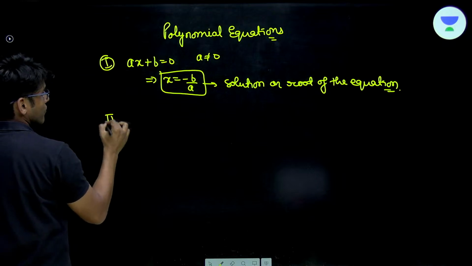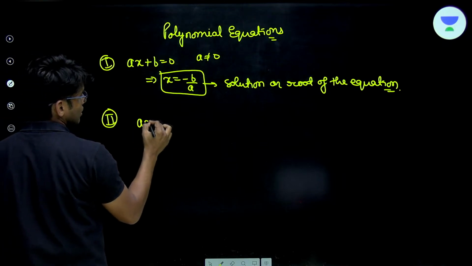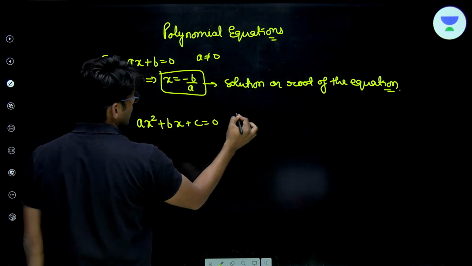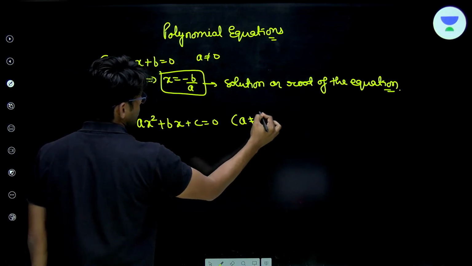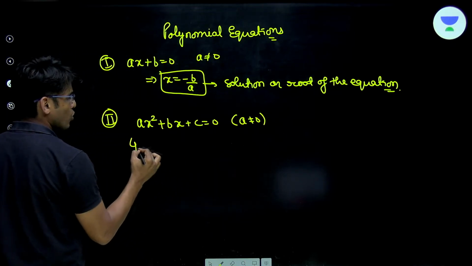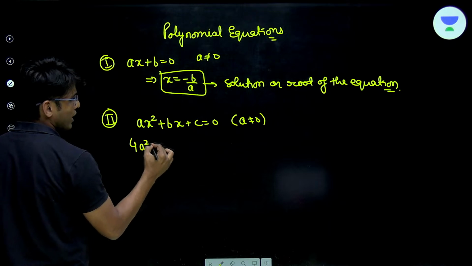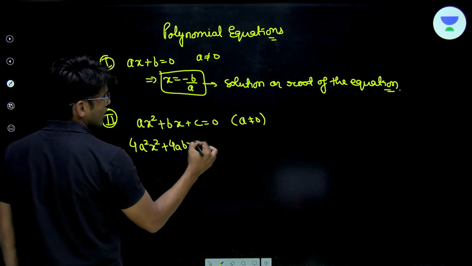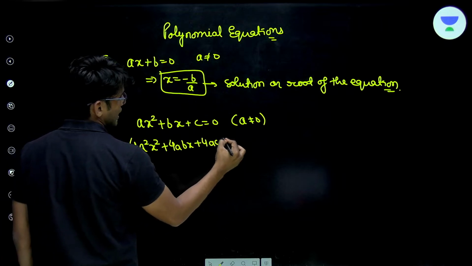So this is the first part. Second is quadratic: ax square plus bx plus c is equal to 0. Here also we are going to assume that a is not equal to 0. Now what we are going to do? We are going to multiply the whole equation with 4a, and I am going to get this.